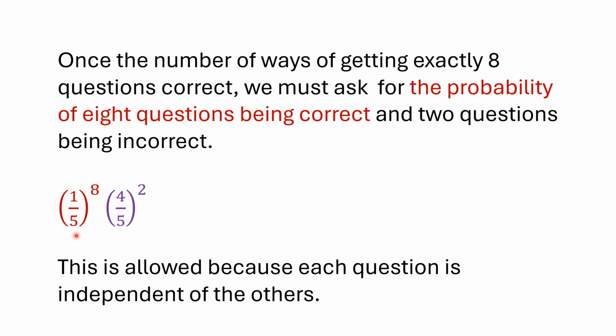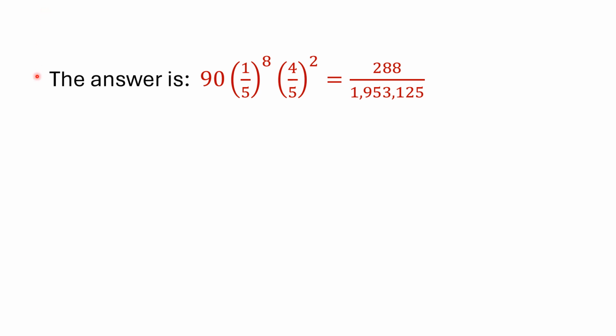So there's a 1/5 chance of guessing any question correct. And we want 8 of those, so we're going to raise that to the 8th power. And there's a 4/5 chance of getting an incorrect answer, so we'll raise that to the power of 2. This is allowed because each question is independent of the others. It doesn't matter what happened on the first question. When you guess the second, it's totally independent. So the answer is 90 times 1/5 to the 8th times 4/5 squared, or 288 over 1,953,125.